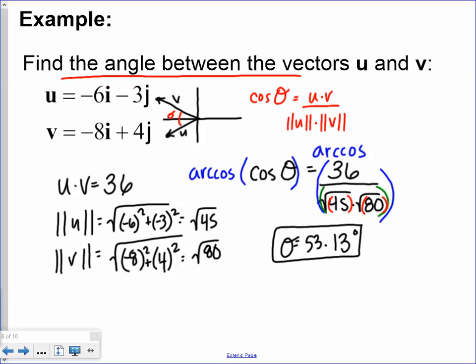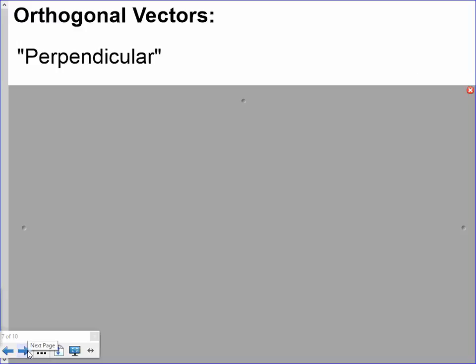So again, just be really careful if you're typing that into your calculator all at one time. It's something to practice and help each other out with if anybody's having trouble with that. Let's go ahead and move on and talk about orthogonal vectors.